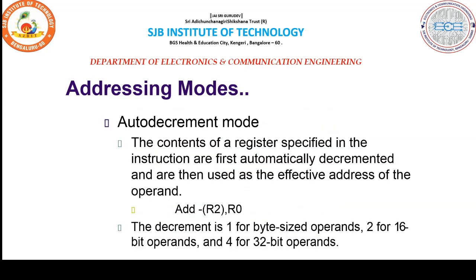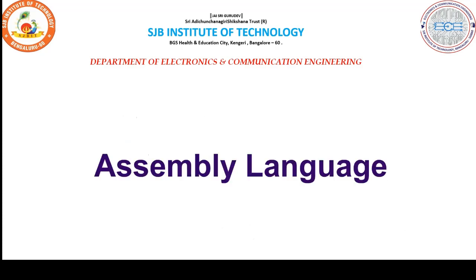So auto decrement mode. The content of a register specified in the instruction is first automatically decremented, and then used as the effective address of the operand. So add -(R2), R0. The decrement is by 1 for byte-sized operands, 2 for 16-bit operands, and 4 for 32-bit operands. So next is the assembly level language.